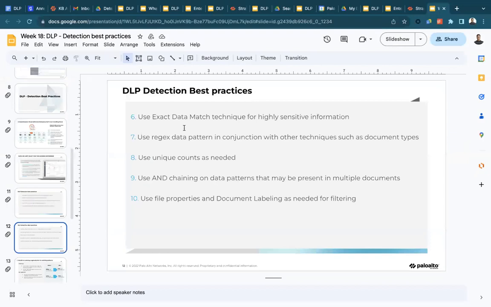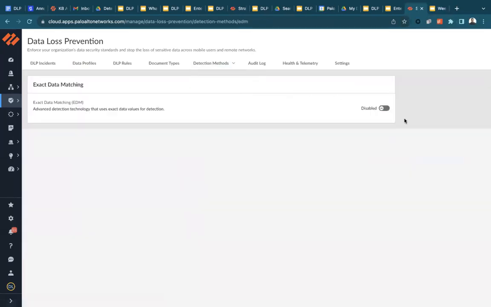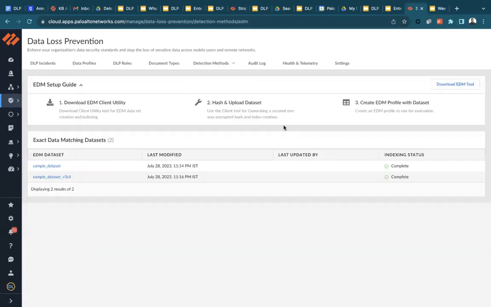Okay, so the next one is around advanced techniques, and I want to highlight that because most mature DLP programs use some of these or a combination of these. So let's start with exact data match and index document type, which are 2 recent things that we introduced. Exact data matching, EDM, has been with the system for over a year now.